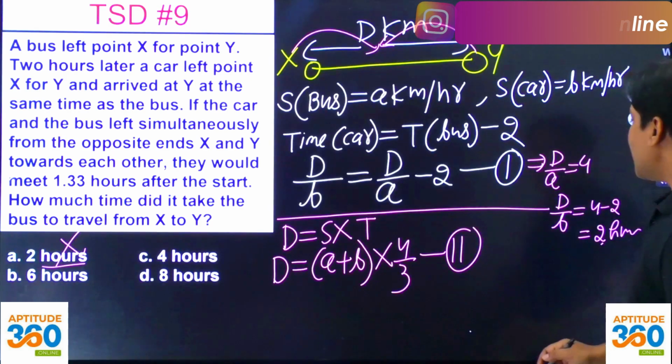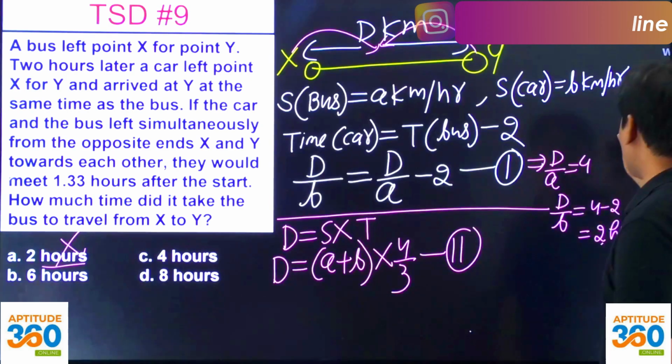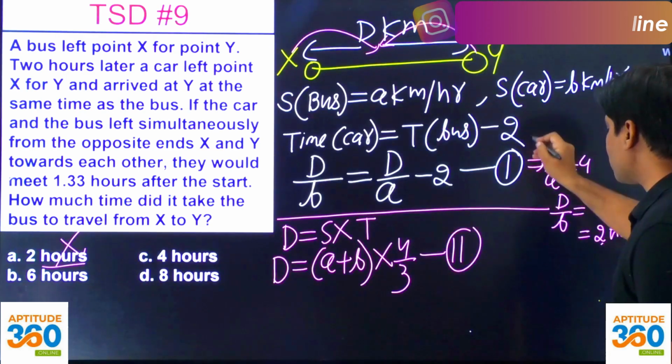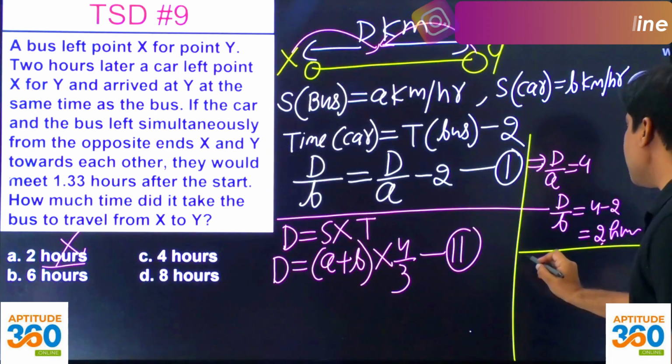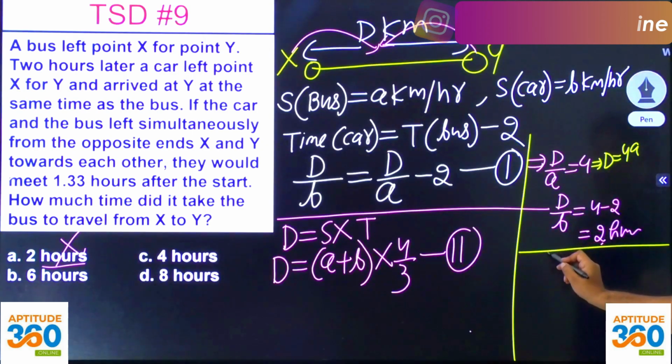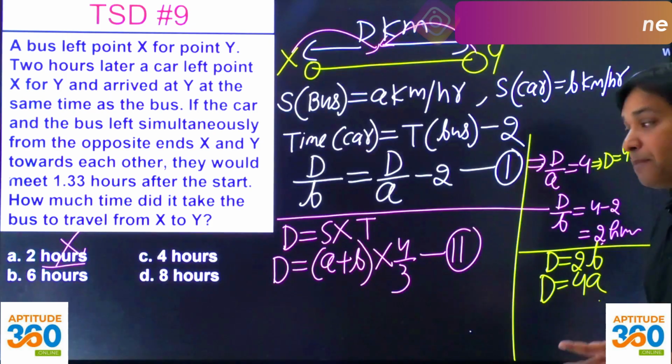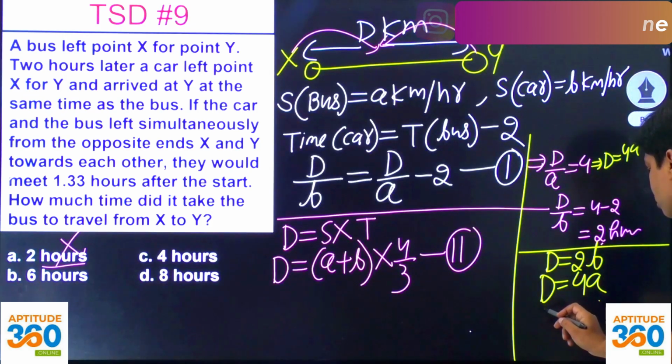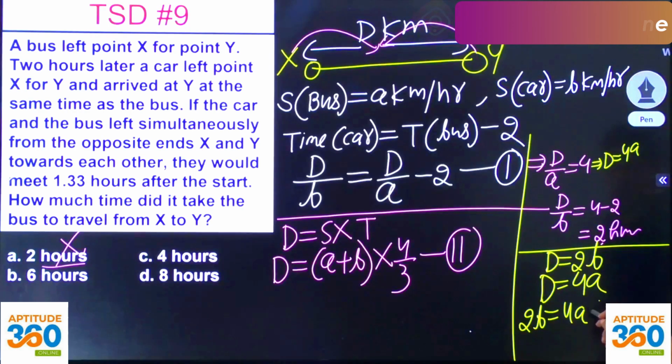Do you understand this? So d upon a. So can I say another very important thing? Because I have got many variables to take care of. If d by a is equal to 4, so can I say that d is going to be 4 times of a? And if d by b is equal to 2, so can I say that d is equal to 2b? So we have found out d is equal to 4a and d is equal to 2b. And if you compare these two, do not you think that 2b is equal to 4a? So 2b is equal to 4a, or we might say that b is equal to 2 times of a.